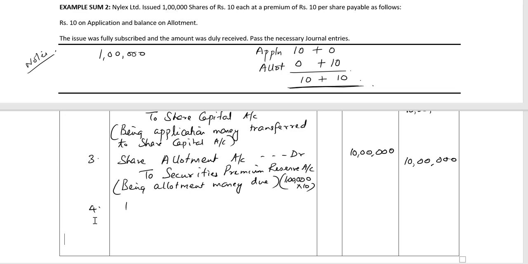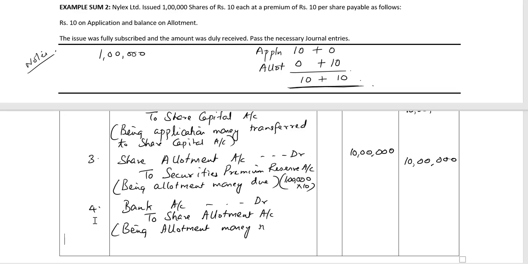And the final journal entry is receipt of allotment money, bank account debit to share allotment account. Narration being allotment money received. And the amount of allotment money received is whatever is due, which is 10 lakh rupees. So we've completed the journal entries.